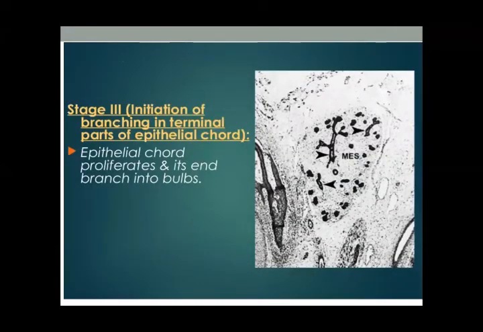Stage 3, initiation of branching in terminal parts of the epithelial cord. The epithelial cord proliferates and its end branches into bulbs. Okay? In this stage, your branches will start forming.